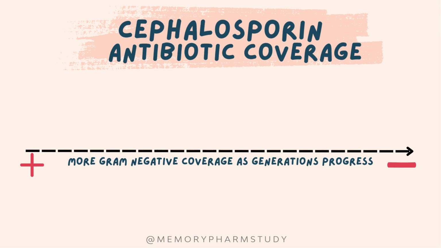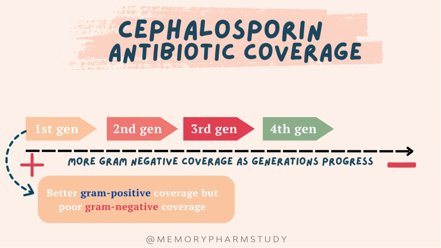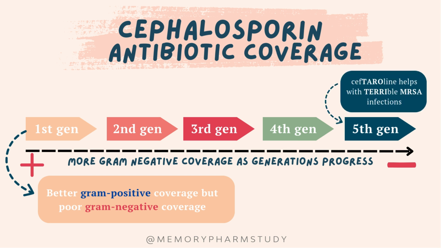Cephalosporins are divided into 5 generations based on their spectrum of coverage. First-generation cephalosporins have better gram-positive coverage and poor gram-negative coverage. As the generation progresses, they acquire more gram-negative coverage. Special coverages to note include ceftaroline has MRSA coverage. Think of the taro in ceftaroline as helping with terrible MRSA infection.